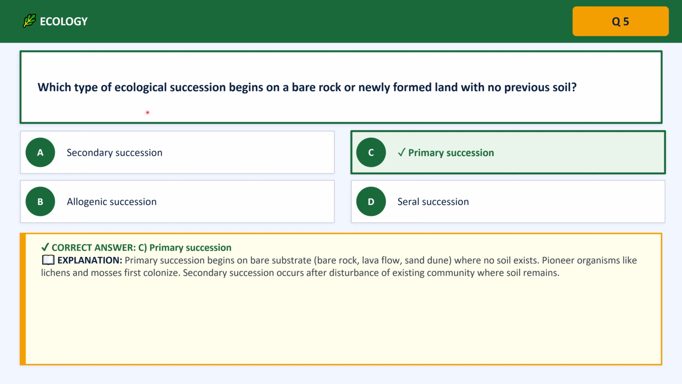Question 5. Which type of ecological succession begins on bare rock or newly formed land with no previous soil? It's option C, primary succession. Explanation: primary succession begins on bare substrate, bare rock, lava flow, sand dune, where no soil exists. Pioneer organisms like lichens and mosses first colonize. Secondary succession occurs after disturbance of an existing community where soil remains.